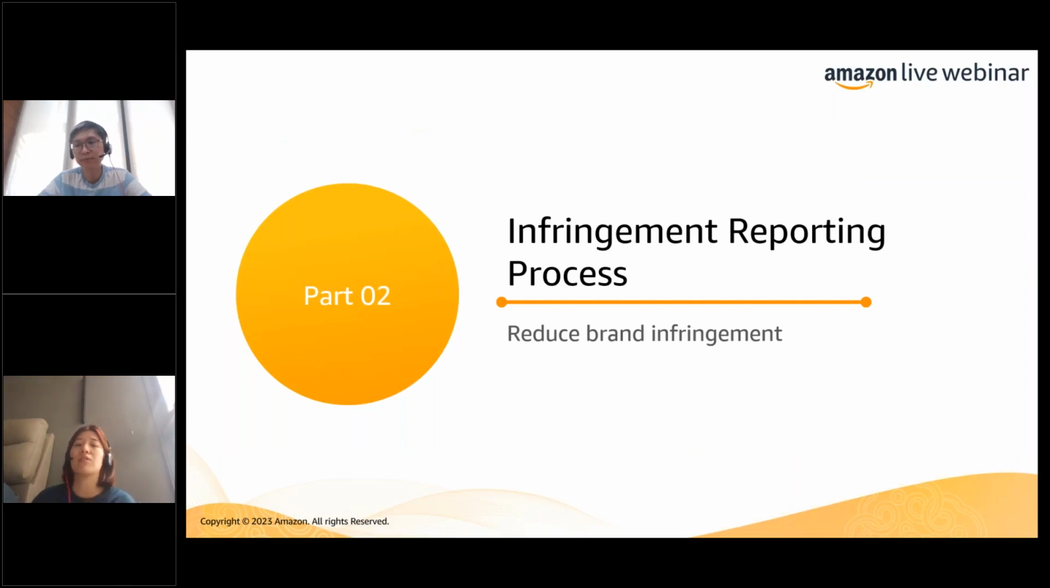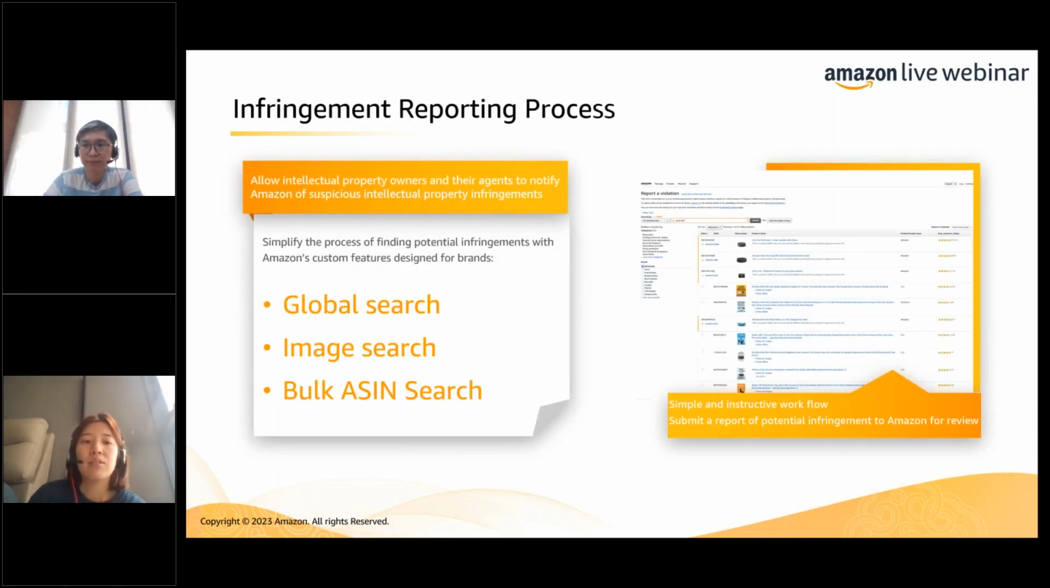Okay, so now that we've gone through all three types of infringements, what is the process of reporting infringements, if you are on the receiving end of an infringement notification, or if you're a brand owner who sees that somebody is committing an infringement on your trademark, patent, or copyright? To simplify the process of finding potential infringement, you can do three types of search: global search, image search, and bulk ASIN search.